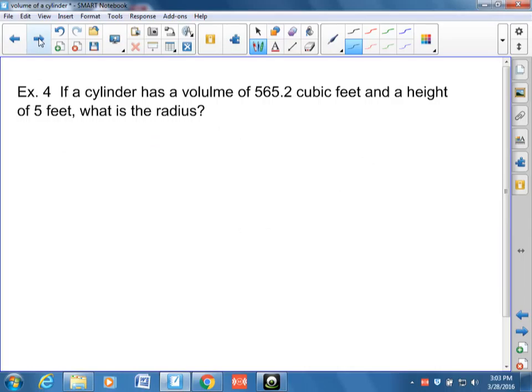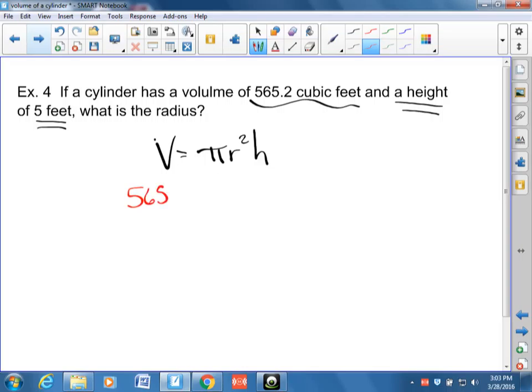One last problem I want you to look at is a problem in which you're given the volume. So this time the volume is 565.2 cubic feet. You're also given the height. The height is 5 feet. And we want to know what the radius is. So if we take our formula and we substitute in what we know, we have 565.2 in place of the volume. We know we've got 3.14. We don't know the radius, so our radius squared stays. And then our height is 5 feet.